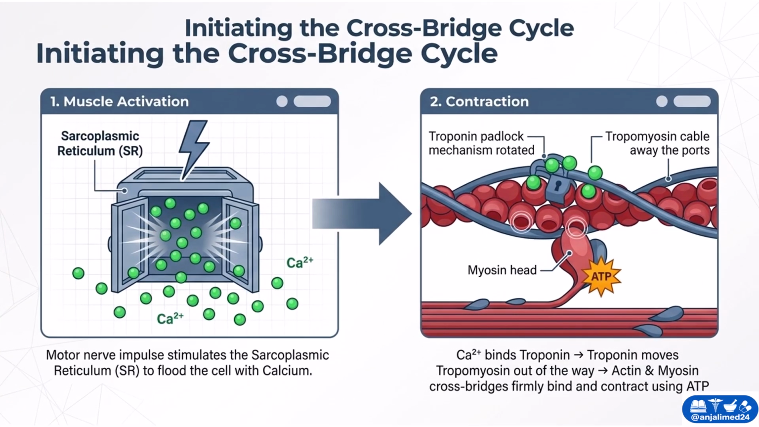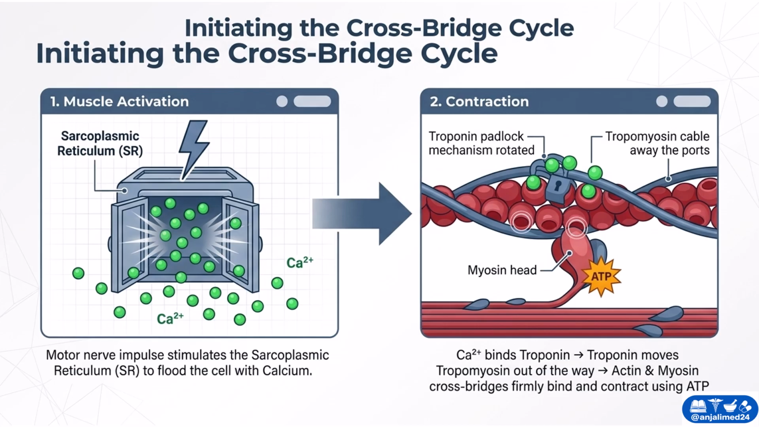Initiating the cross-bridge cycle. Now we walk step by step through the initiation of the cross-bridge cycle, the central mechanism responsible for skeletal muscle contraction. This process begins with neural stimulation. On the left side of the slide, we see the sarcoplasmic reticulum, or SR, which functions as the calcium storage system of the muscle cell. When a motor nerve impulse reaches the muscle fiber, an action potential travels along the sarcolemma and rapidly spreads deep into the cell through the T tubules.